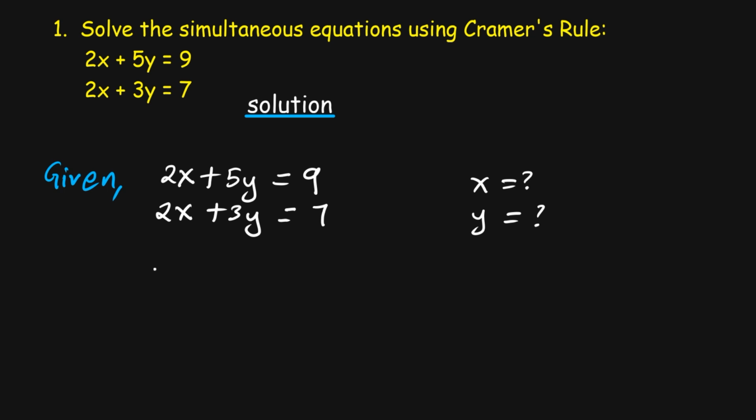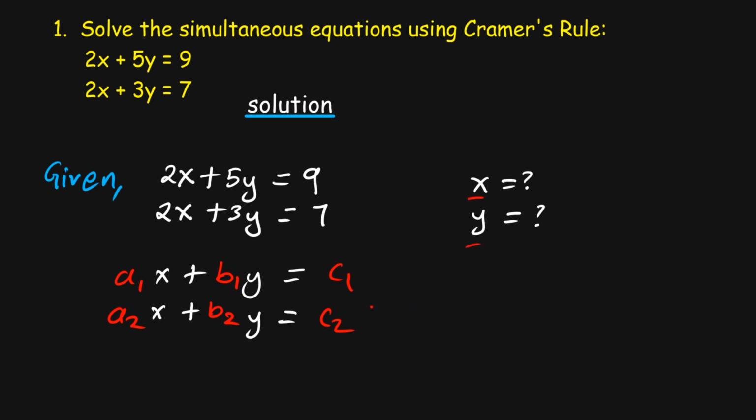But what is Cramer's rule? Suppose you're given equations a1 x plus b1 y equals c1 and a2 x plus b2 y equals c2, and you're required to determine the value of x and y using Cramer's rule. Let's call this equation 1 and this equation 2.